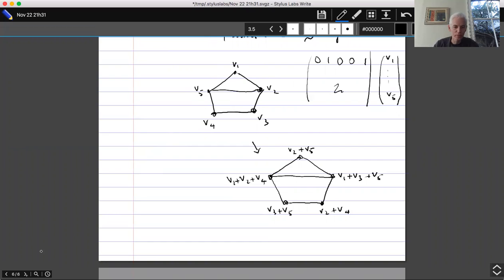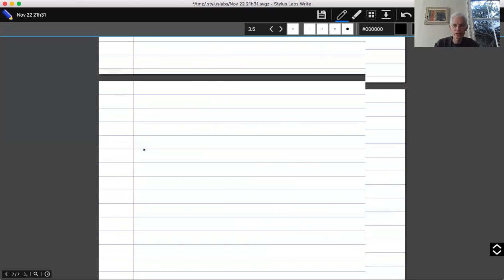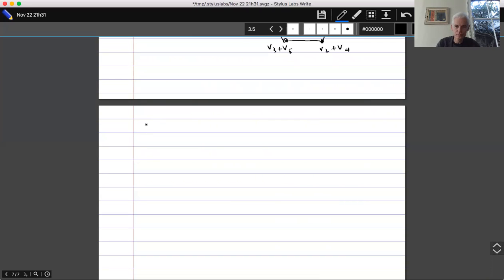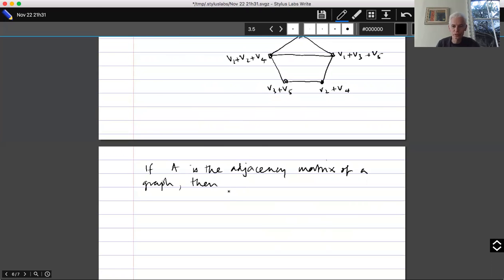Now let me prove a very simple lemma, which is that if A is the adjacency matrix of a graph, and I've already introduced delta for the maximum degree, and lambda is an eigenvalue of A, then the modulus of lambda is less than or equal to the maximum degree.